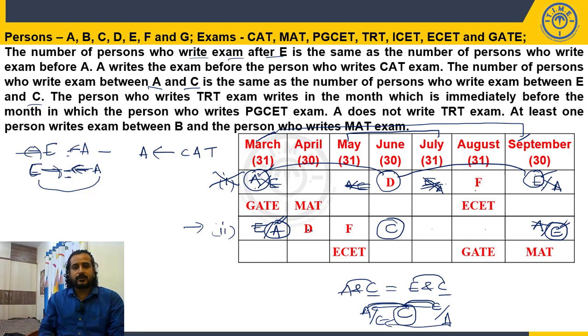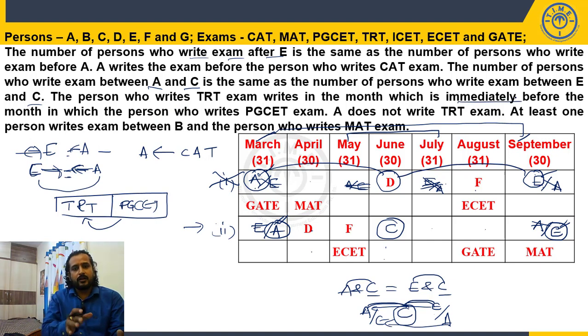Now A write the exam before the CAT. So D may be writing CAT exam, C may be writing CAT exam, or the one who writing in the month of July may be writing the CAT exam. That we don't know. Okay. Now move to the next exam. Next clue. The person who write TRT write exam in the month which is immediately before the month PG set exam. So TRT is immediately before PG set. Where you have the two consecutive positions, these two. TRT PG set, TRT PG set.